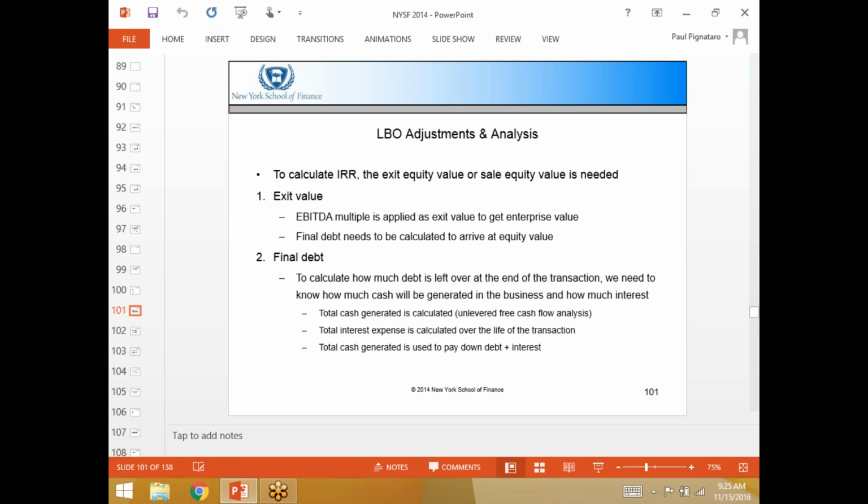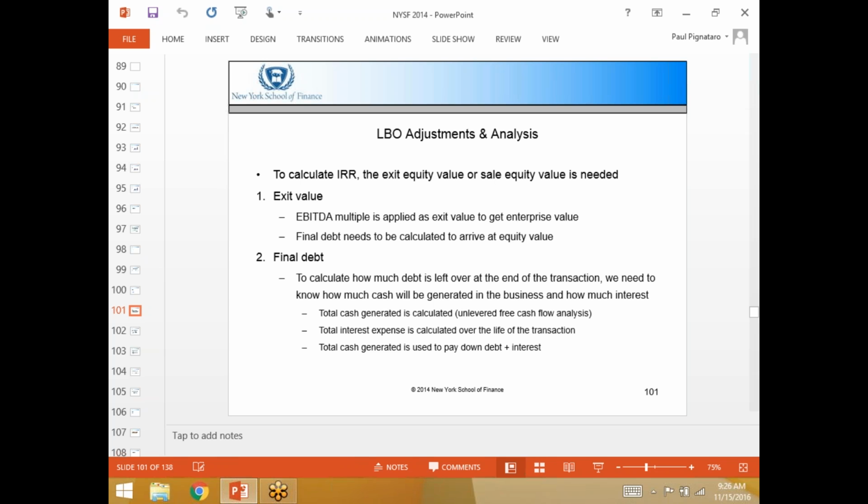Then your return is the exit minus the final debt. That's how much money you get. That's it. It's an LBO.